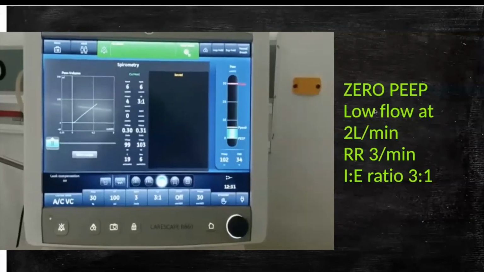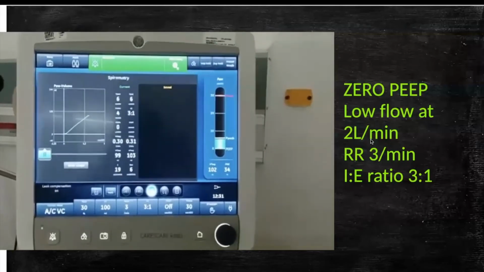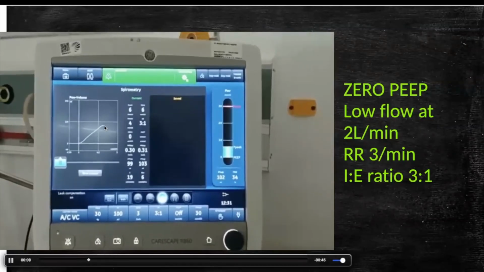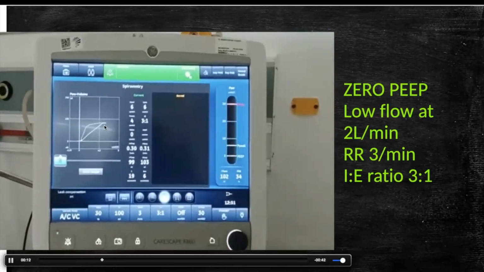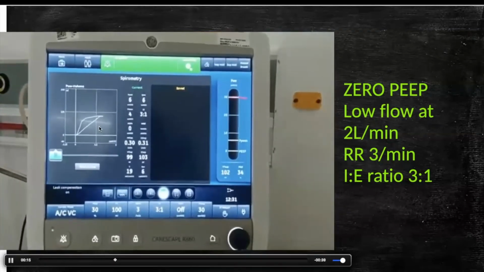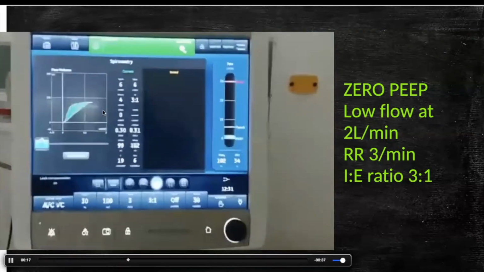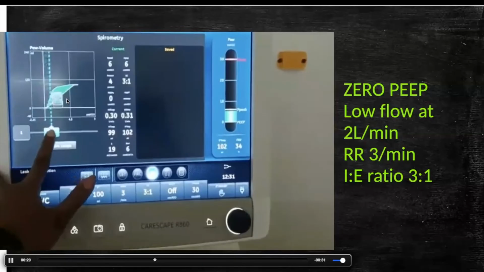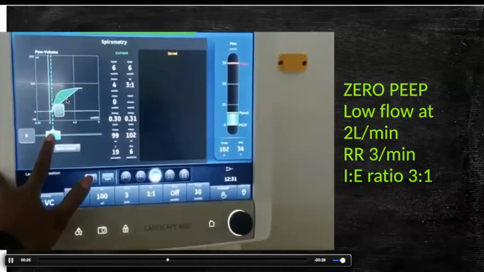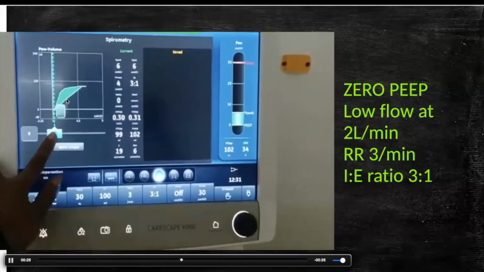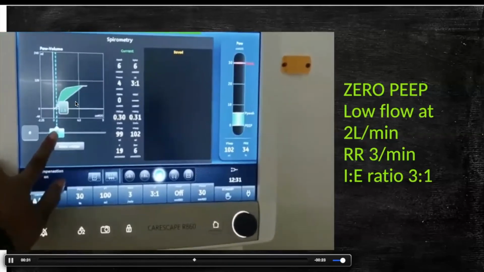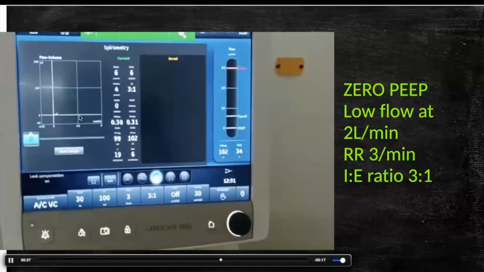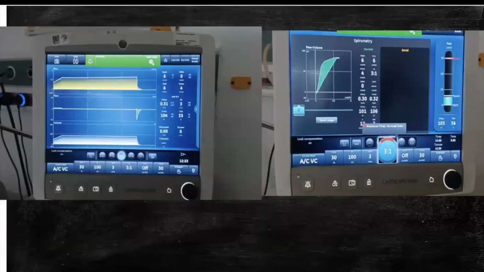So this is one more example. Here we have produced even lower flow, at 2 liters per minute only, with a respiratory rate of 3 per minute and an I:E ratio of 3:1. And you can see an absolutely straight line. There is no lower inflection point at all, because this lung was absolutely normal. So once again, an example that in a normal lung, you may not have a lower inflection point at all if you create a static PV loop. In a normal PV loop, which we see in normal practice, you have a bulging which we call the lower inflection point, but it is actually because of excess airway resistance and the contribution of muscle contractions.